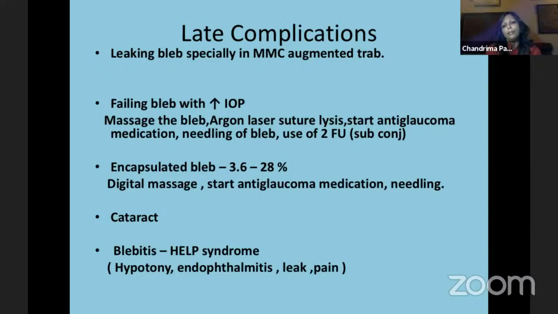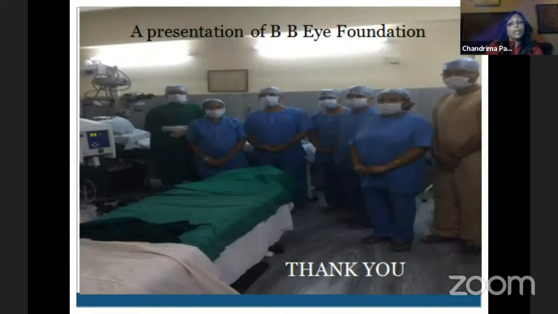You can massage the bleb, argon laser suture lysis, start anti-glaucoma medications, needling of the bleb using 5-FU or mitomycin. Encapsulated blebs: digital massage, and you can start anti-glaucoma medications and needling. Cataract formation is one of the complications of trabeculectomy, and of course blebitis, where you can have endophthalmitis also, leak and pain. So that's it.